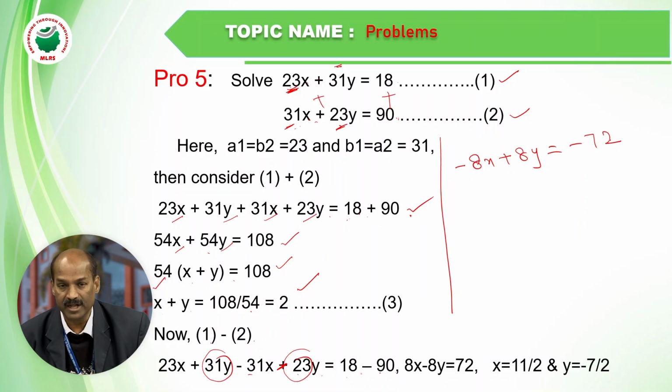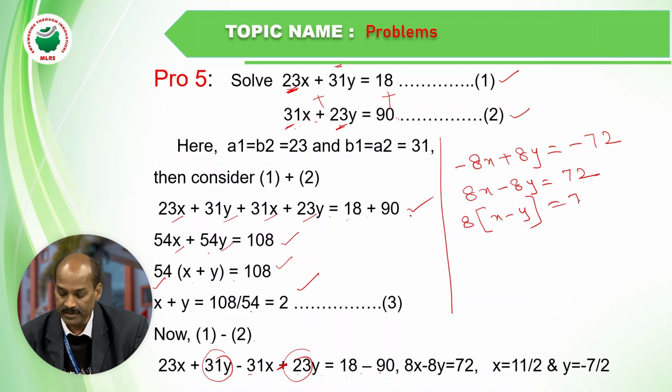Now multiply by minus on both sides, then we get 8x minus 8y equal 72. That is minus becomes plus and plus becomes minus. Now in this 8 take common outside, then we will get 8 into x minus y equal 72. Then what happened? x minus y equal 72 by 8. 72 by 8 means it is 9.